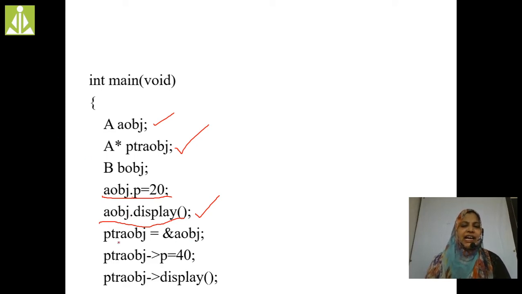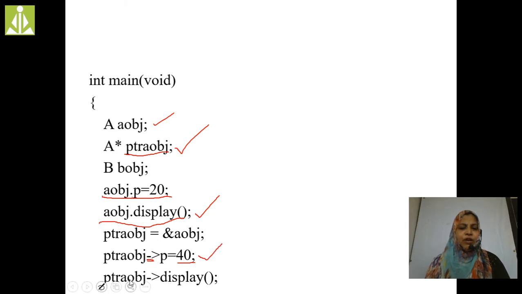Now ptra, the pointer variable, is there. Now ptra equals address of aobj. Here I am going to give the address of aobj to ptra. Then ptra->p equals 40: I am assigning the value 40 to the variable p by using this indirect operator. Now the assignment is completed.